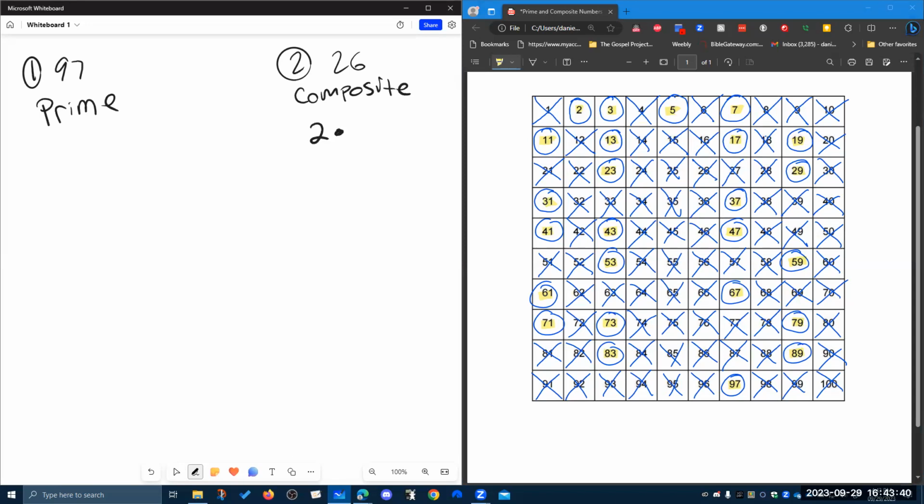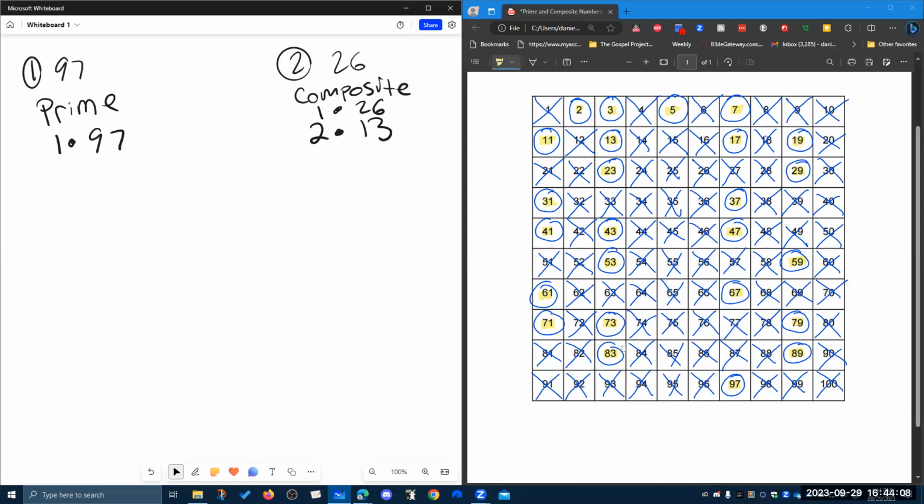26 is composite because we know 2 goes into it evenly since it ends in 0, 2, 4, 6, or 8. So if we divide it by 2, 2 times 13 is 26, as well as 1 times 26 is 26. So it's got multiple ways it can be broken down. The only way that 97 can be broken down is 1 times 97 or 97 times 1. There are no other ways to break 97 down.